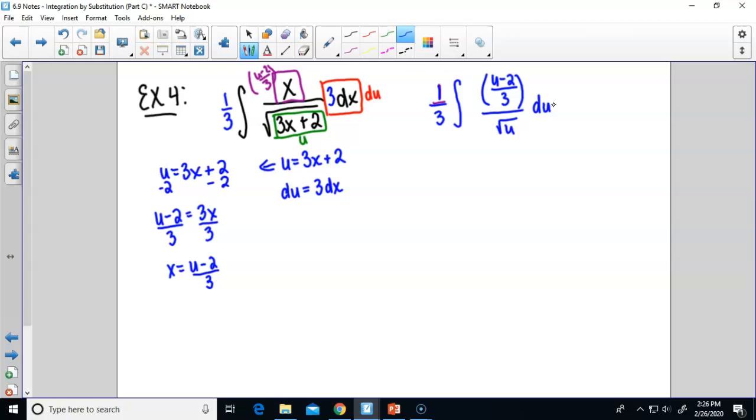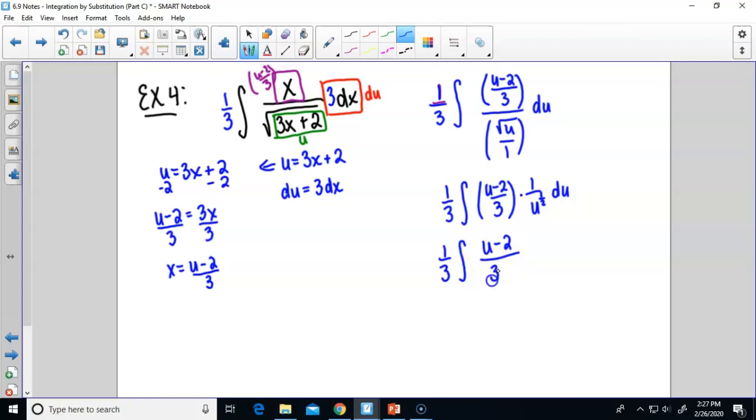And so we can't integrate this right now with that complex fraction, so I'm going to make this square root of u over 1. And dividing fractions is easy as pie. Flip the second and multiply. So you've got (u minus 2) over 3 times 1 over, I'm going to write that as u to the 1/2. I think it'll probably help us if we do that. And so that gives us (u minus 2) over 3u to the 1/2 du.